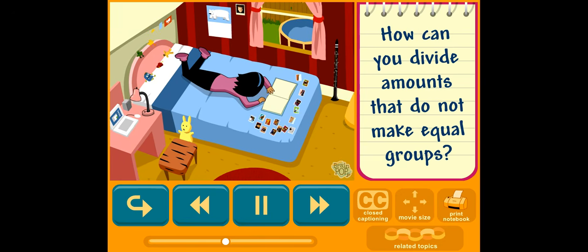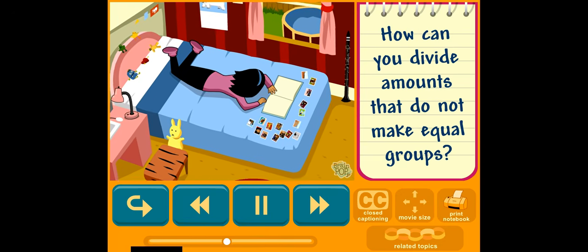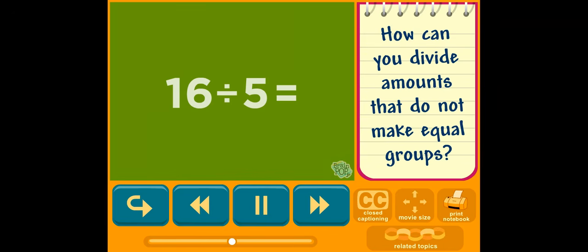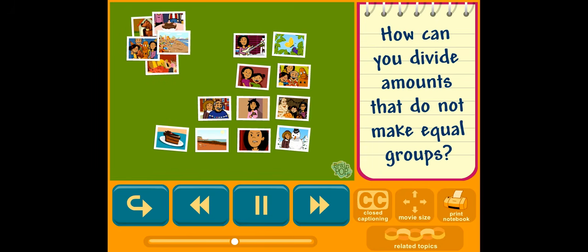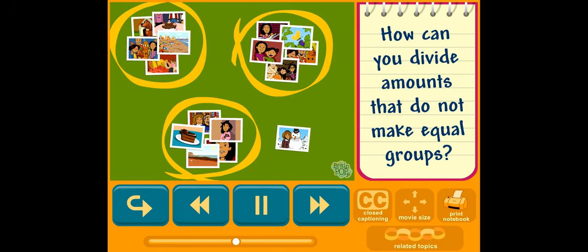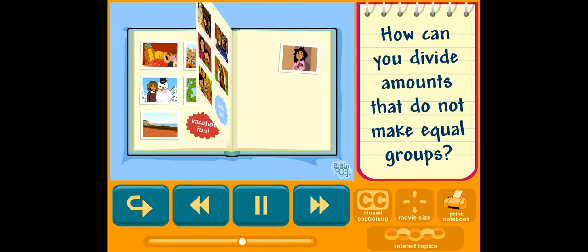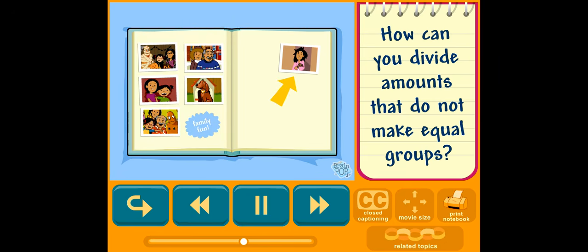Mia has 16 photos. Each page of her photo album can hold 5 photos. How many pages will she fill? How many photos will be left over? What is 16 divided by 5? Make equal groups of 5. There are 3 equal groups and 1 left over. 16 divided by 5 is equal to 3 remainder 1. So Mia can fill 3 pages of her album and she'll have 1 photo left.